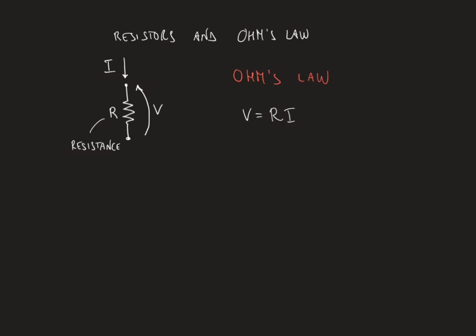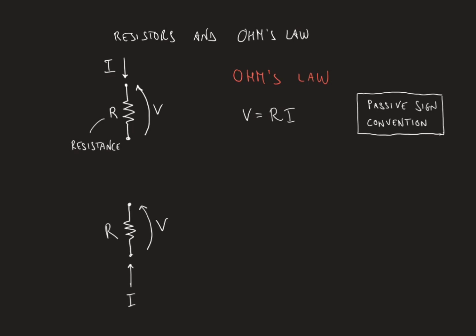The arrow we use to indicate the voltage points to the end of the resistor conventionally placed at the higher potential. According to Ohm's law, the voltage V has the same sign as the current I if the current enters the resistor from the node at the higher potential. This is also in agreement with the so-called passive sign convention, which we will meet again later on during these video lectures. If the current entered the resistor from the node at a lower potential, then the voltage and the current would have opposite signs.